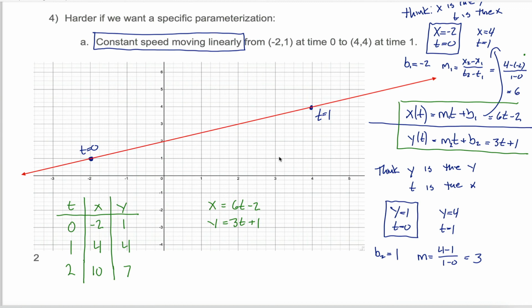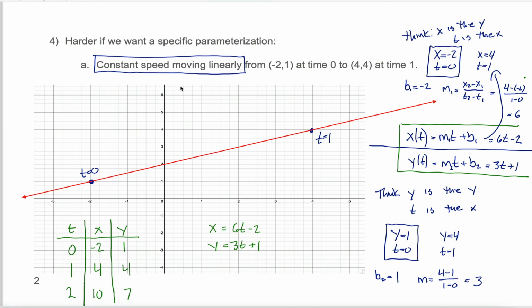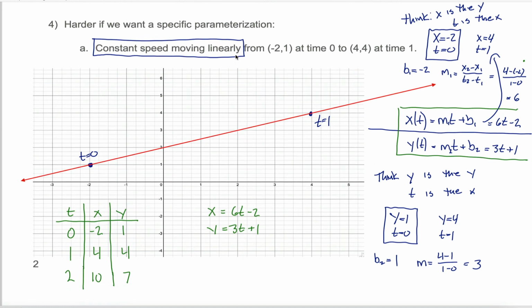In our class, the only time the parameterization will be specified will be when we're moving linearly at a constant speed, and you'll just know that what that means is both the x-coordinate and the y-coordinate as a function of time is a linear equation. So as long as we have two different points, we can solve for those equations the same way we'd solve for the equation of a line if we had 2 points on that line.